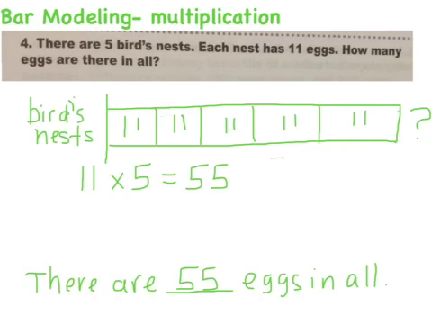I want to make sure that this makes sense. So I'm going to go back to my bar up on top. If I look at my bar, there's 5 of those nests. If I said that each nest had about 10 eggs in there, I could say 10 times 5, that would give me 50. And 55 is very close to 50, so my answer makes sense.